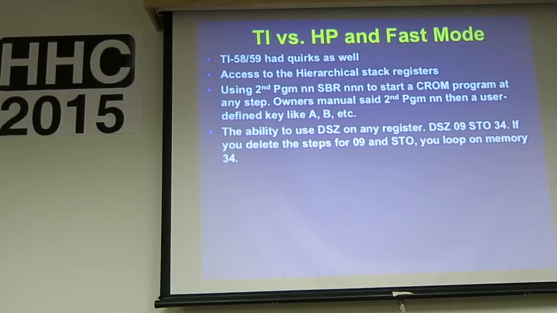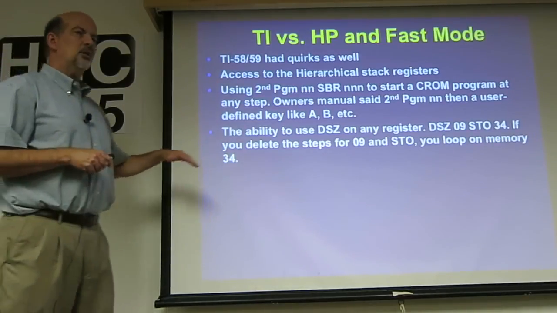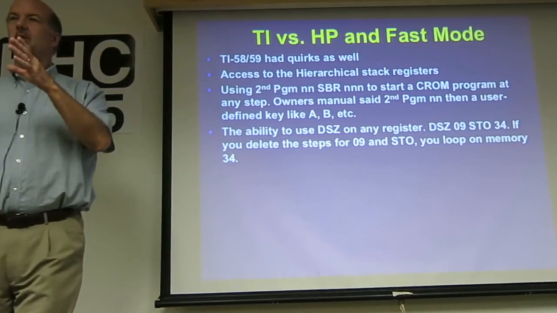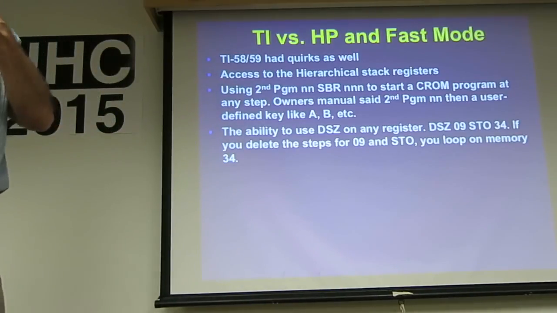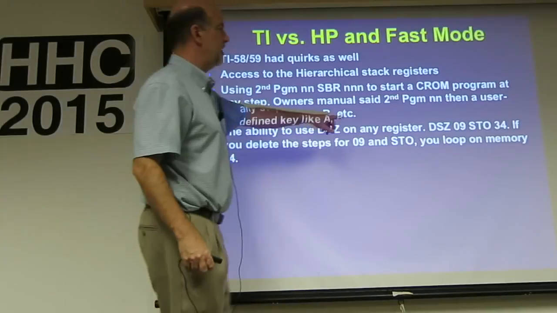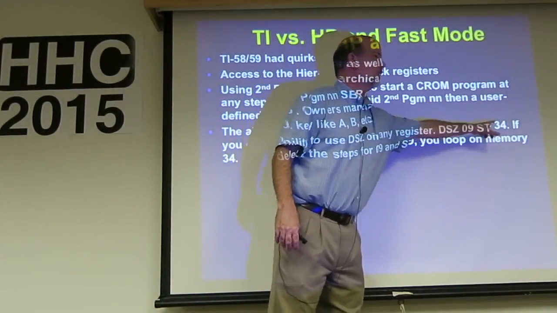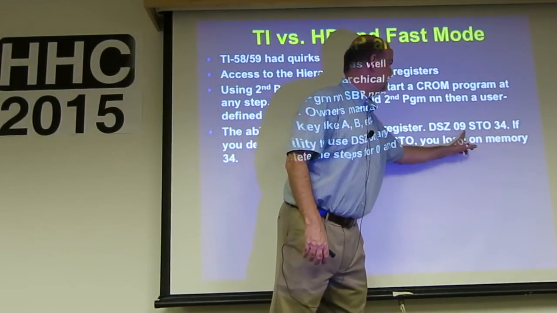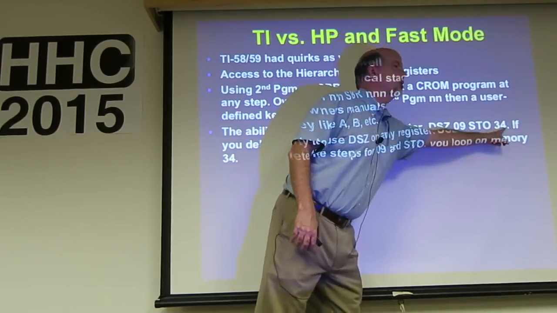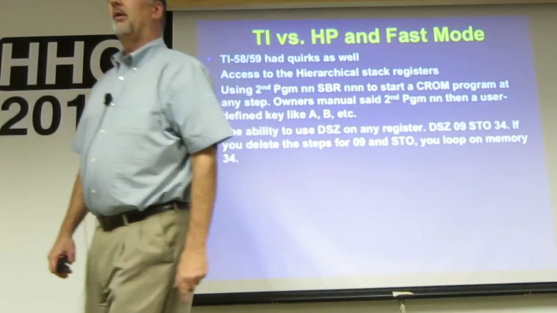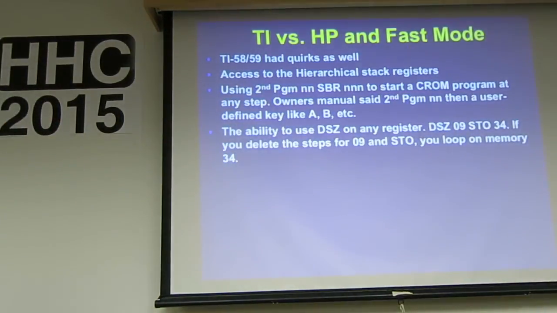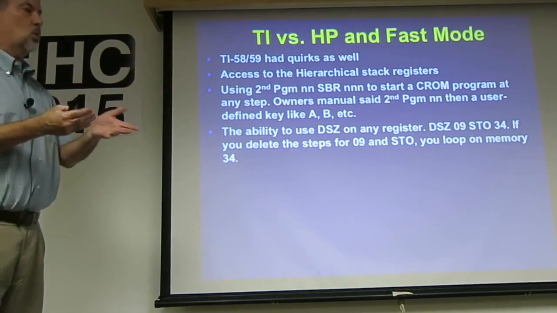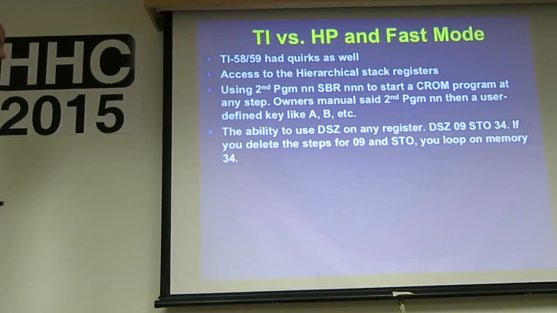The ability to use the decrement and skip on 0 on any register. It was supposed to be only on one register. You could enter some value like DSZ 9, store 34, and then come in and delete that step and delete that step, and the DSZ would work on memory 34. So you could create synthetic programming by just deleting intermediate values of the key codes and seeing if it worked. And so they did that stuff.